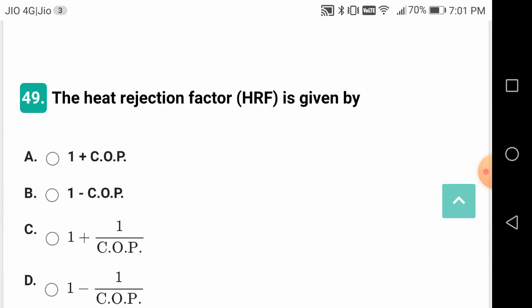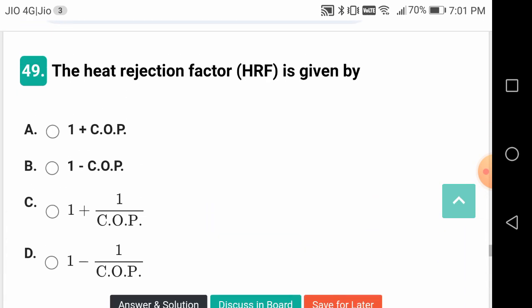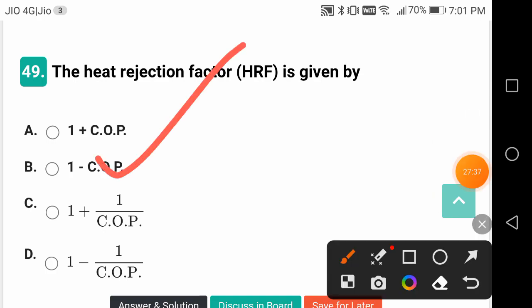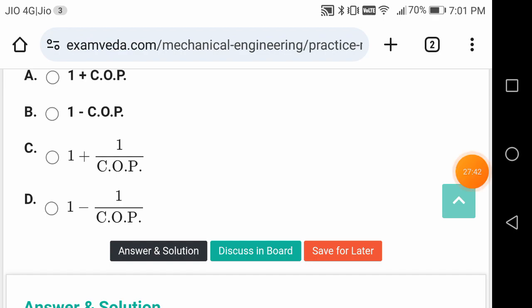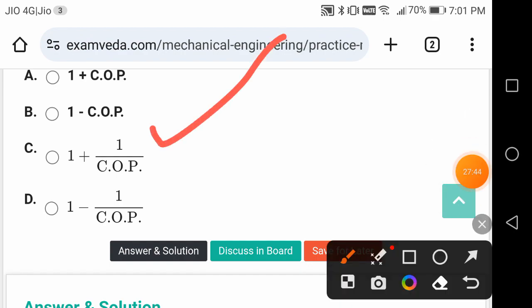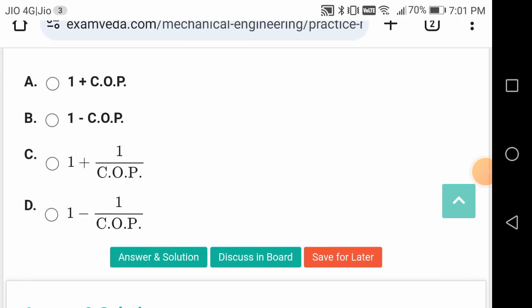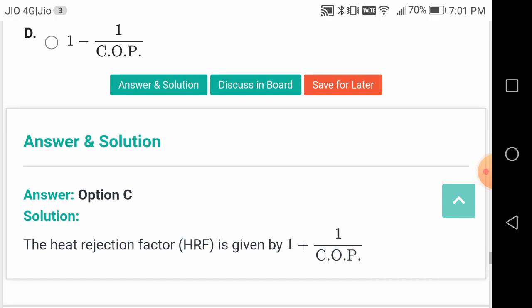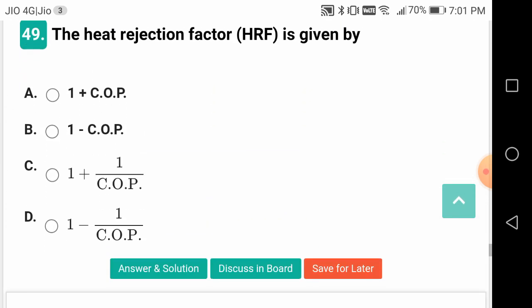The heat rejection factor is given by 1 minus COP. Sorry, friends. 1 plus 1 by COP.